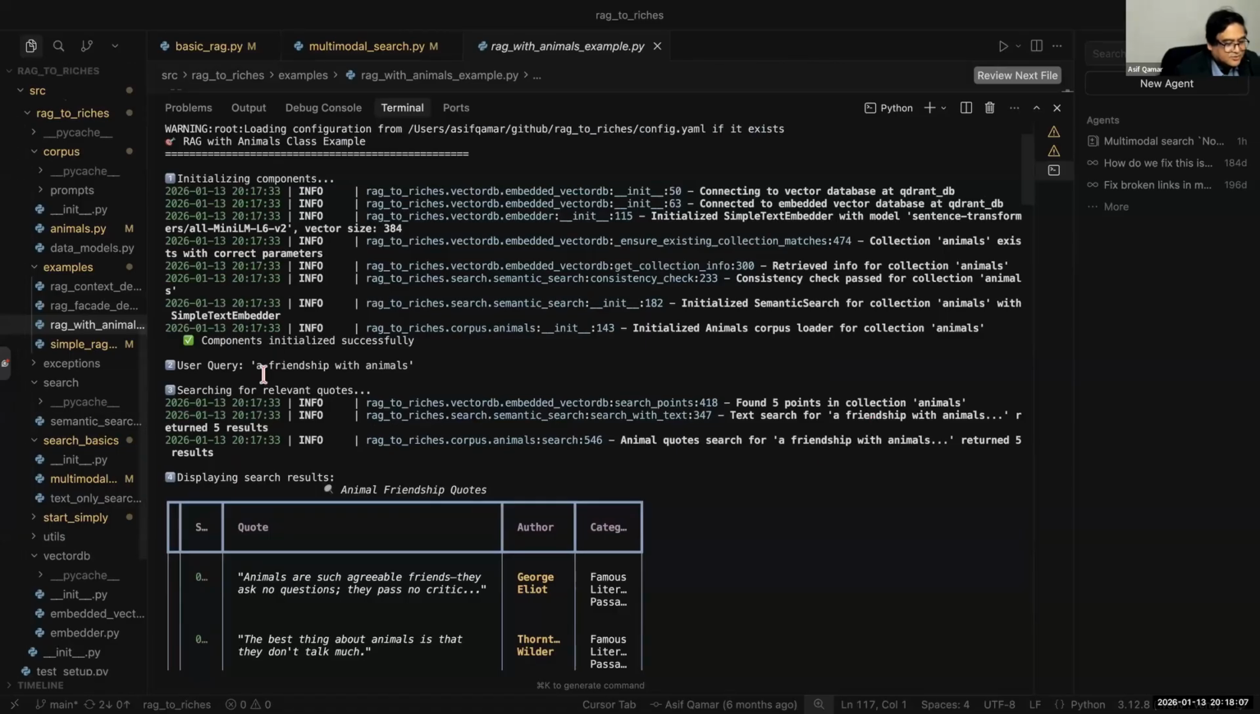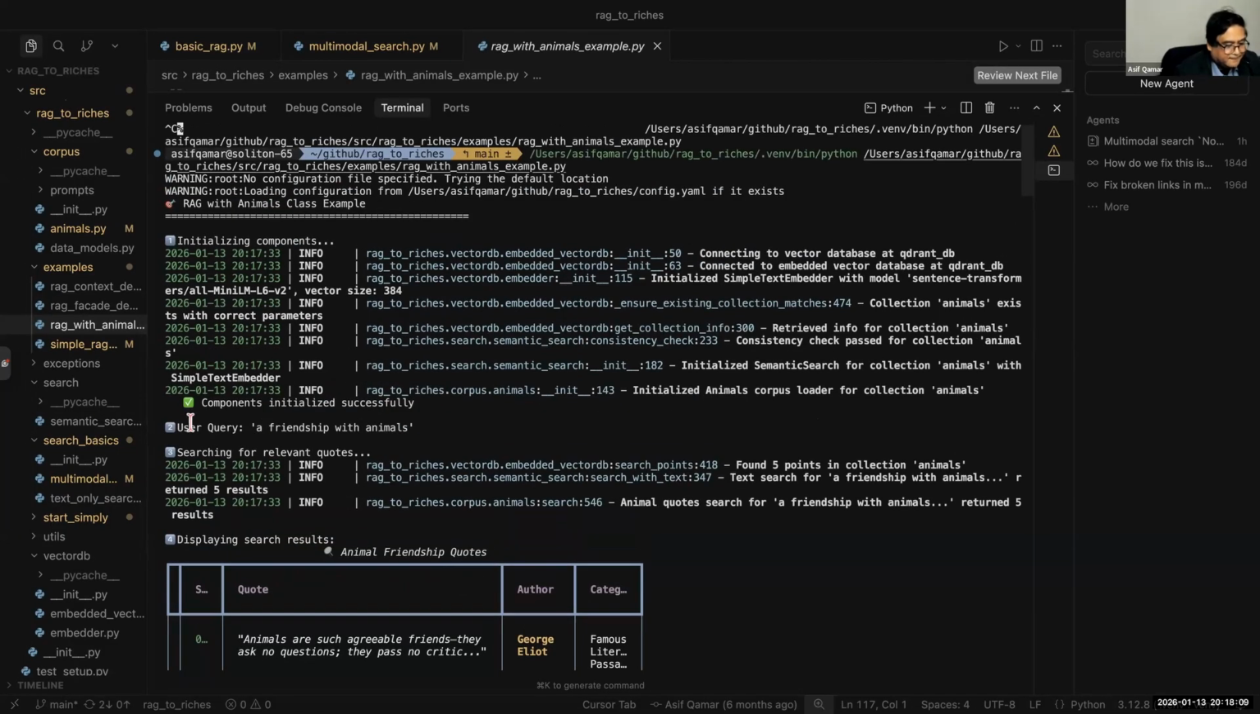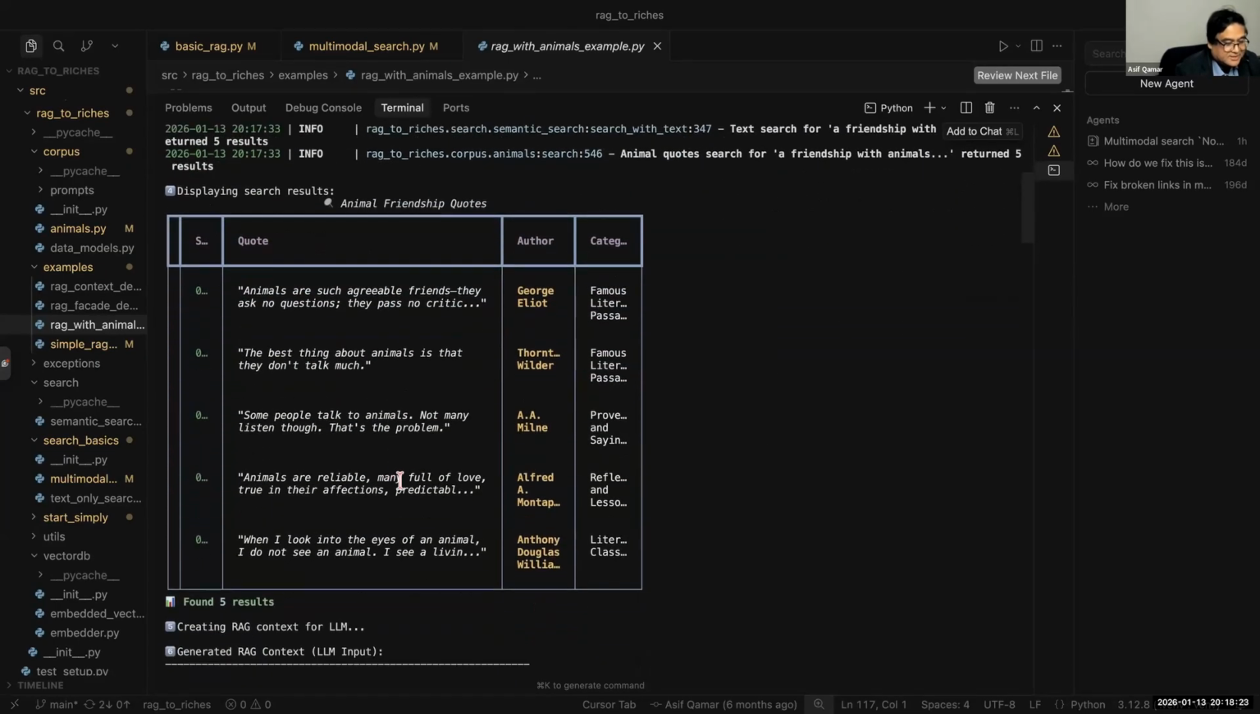I gave it a text. User code. Where is the user query, guys? Here. Do you see this user query? Can somebody tell me what is the user query? A friendship with animals. And here, just to make it easy to understand, I've made it into a table. The table didn't render as well. I should have made it wider. This is the similarity score. And it came back with the author and the category, the last two columns. Where are the last two columns coming from? Exactly.